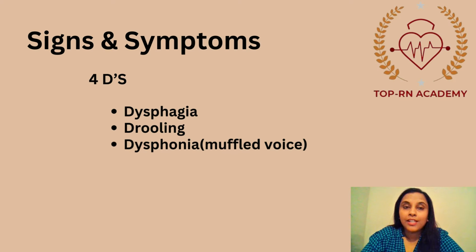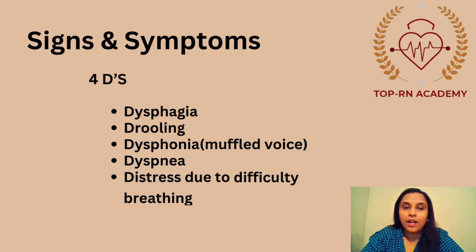And the third D is dysphonia. The child has difficulty in talking as well. The voice will be muffled. And the next one is dyspnea. Dyspnea is difficulty in breathing. The child has great difficulty in breathing because the airway is obstructed. And the last one is distress. The child will be in great distress because of the breathing difficulty. The child will be agitated, restless, crying, because the child is not able to explain everything it feels, isn't it? So the child is in great distress.